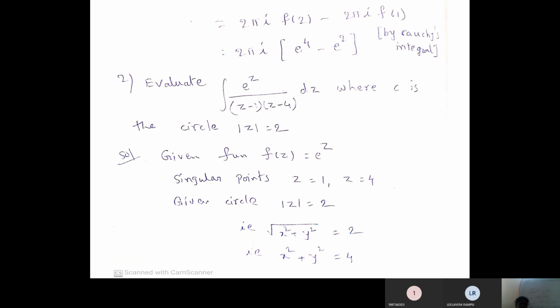So first we have to find the singular points. For that you have to take the denominator equal to 0. Then you can get the singular points. You have to check whether the singular points lie within the circle or outside the curve. Then you have to separate the fractions and get the given integration into the form of the integral over c of f of z by z minus a. Now a equal to 2 lies within the circle, so 2 pi i into f of 2. Here also 2 pi i into f of 1. E power 2 into 2 is e power 4, and e power 2 into 1 is e squared.